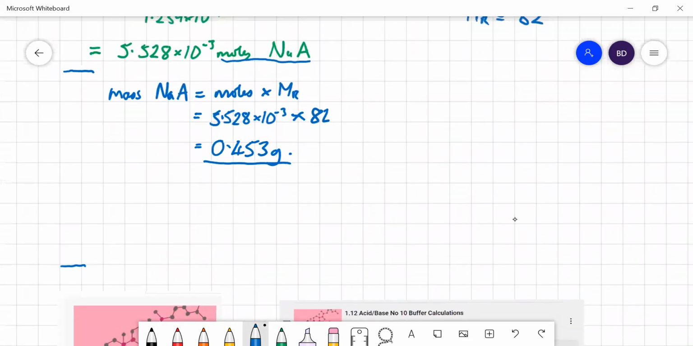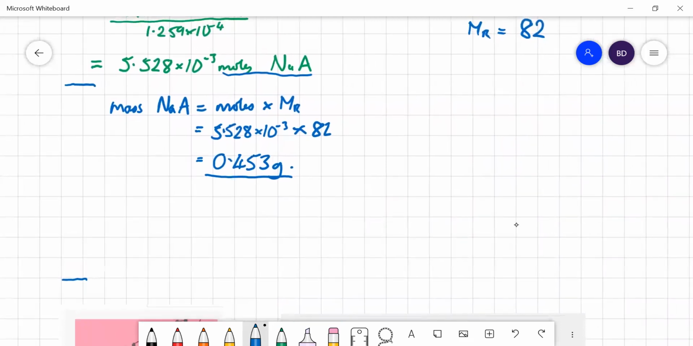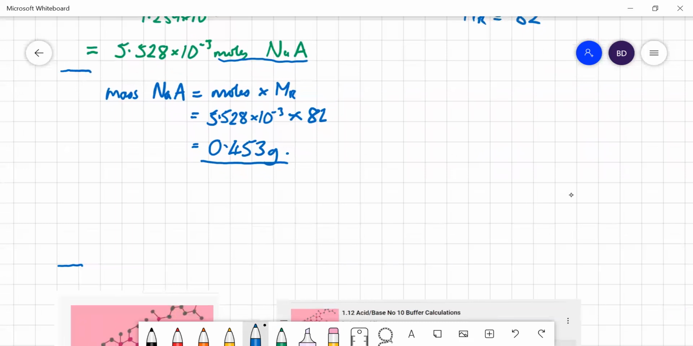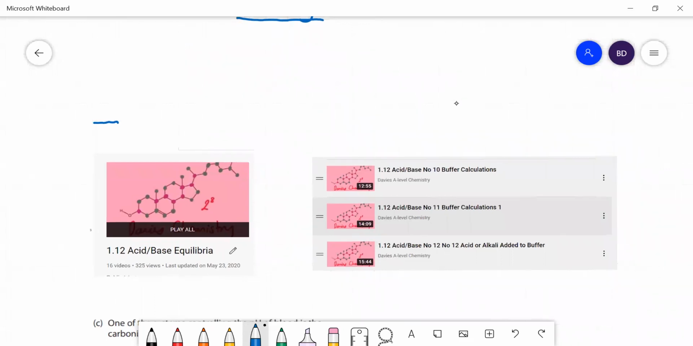I'm just going to say here, that is a tricky calculation. Buffer calculations are probably the hardest calculations on the A-level specification. If you want some practice on those, that's my acid equilibria playlist there. Just search Davis A-level chemistry and then go to playlist. There are 16 videos in that playlist altogether, and these are the 3 that refer to buffer calculations if you want to have a look at those.